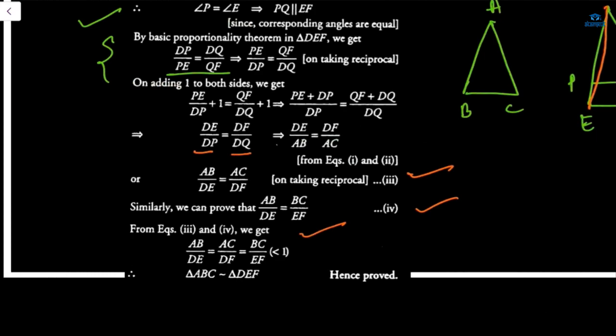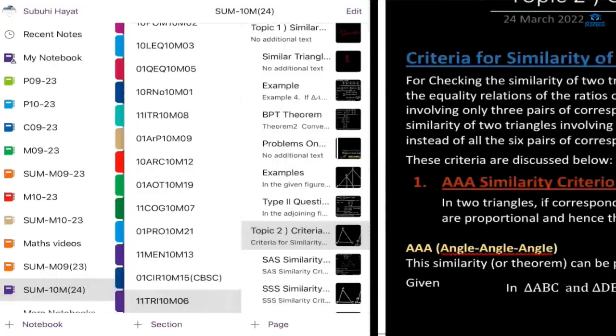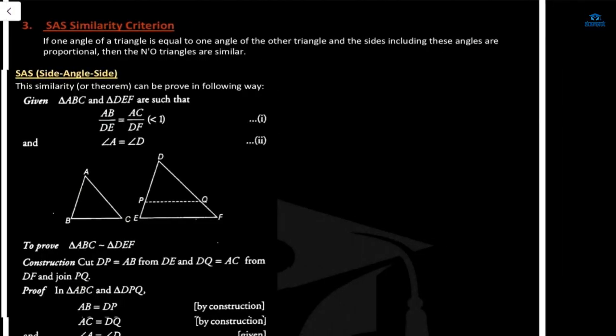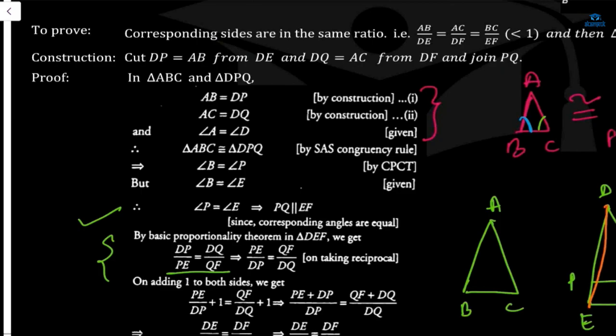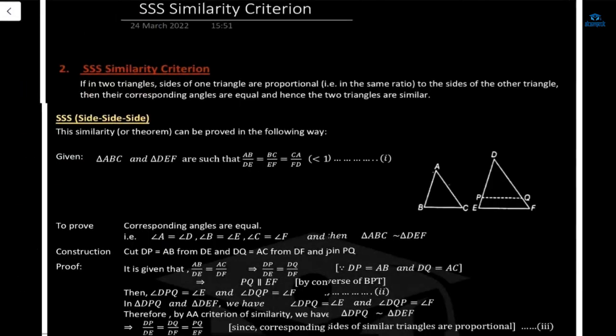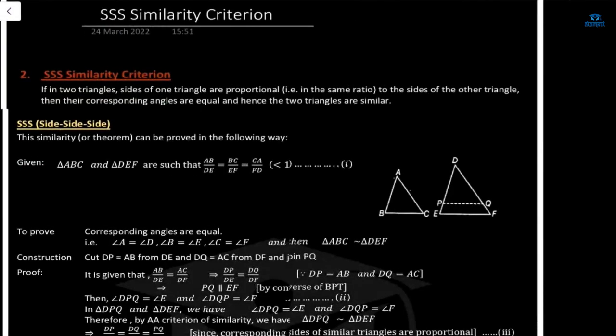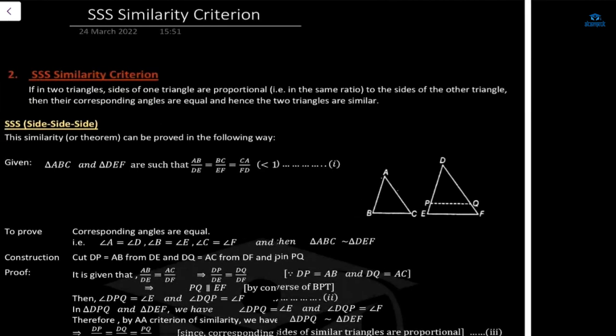So what is it? Similarly, there is another way. Where's the second one? This was the first one. I'm missing something. Okay, the second one has come here. I think the page is swapped. No problem. Now the second one is the SSS similarity criteria. SSS means all the three sides are in ratio. In this theorem, it is given that all the three sides are in ratio.